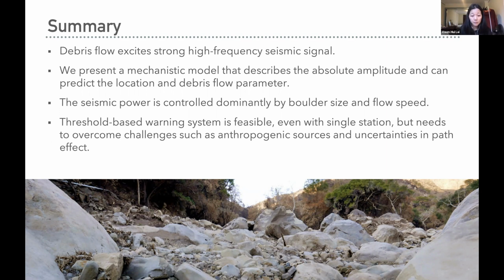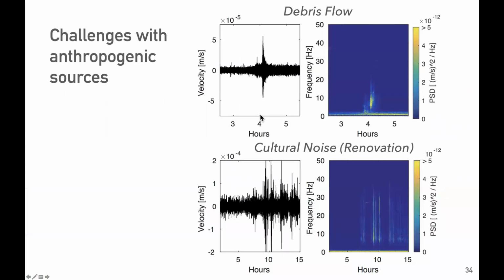I have a comment or suggestion, maybe. I wonder about the anthropogenic sources and whether you might be able to distinguish them by looking at a sort of broader band measure of the energy, just because I wouldn't have thought they would be as energetic as a debris flow. And just looking at your spectra, it seemed like they were very sharp. And if you integrated over a broader frequency range, you might be able to distinguish them.